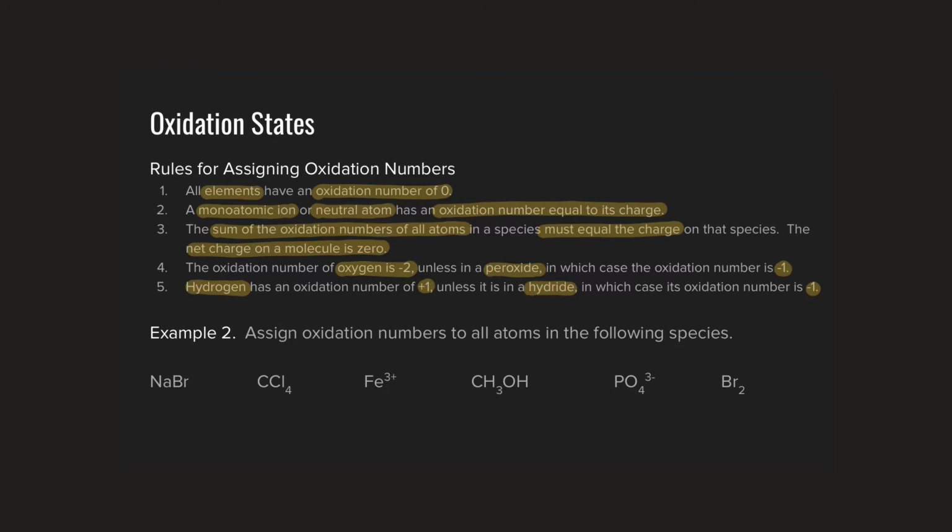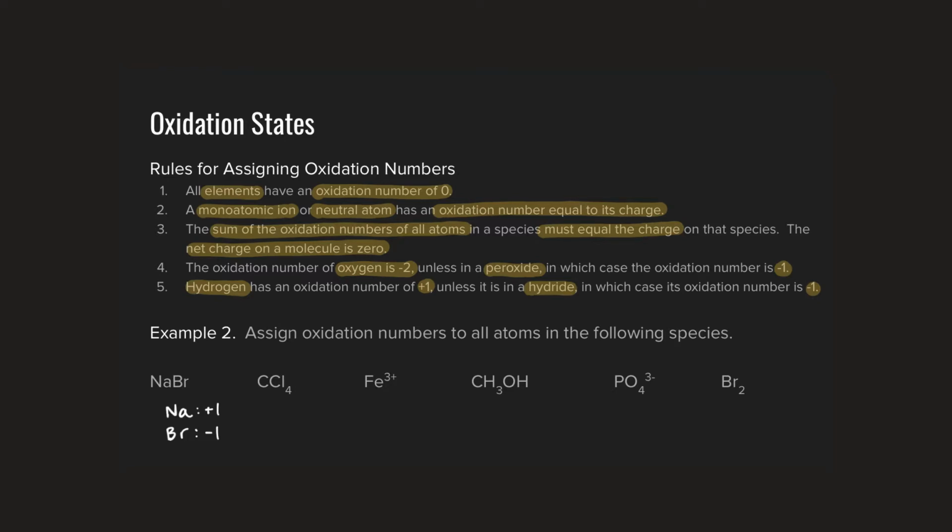Within the compound sodium bromide, because this is an ionic compound, I know that there are sodium ions and bromide ions present, which means I can use my periodic table to recognize that the charge on a sodium ion, as a group 1 alkali metal, must be +1. By rule number 2, all monoatomic ions have an oxidation number equal to their charge, which means the oxidation state of sodium here is +1. Likewise, the oxidation state of the bromide ion is equal to its charge of -1. So there you go.